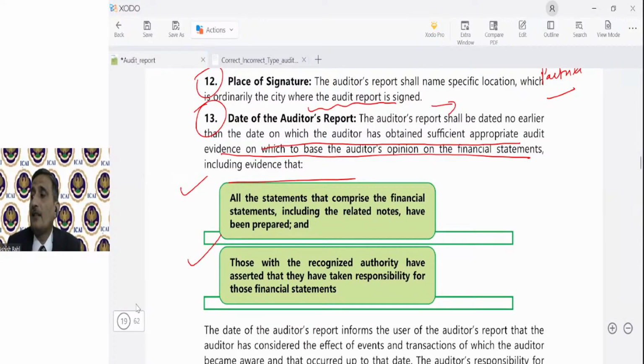Karthik, you are asking what is the need of disclosing the place of signature. Yes, it binds the auditor to show the place where he has signed. It means that he has applied his mind. After obtaining all audit evidence, he has evaluated it, and now he is signing the report.